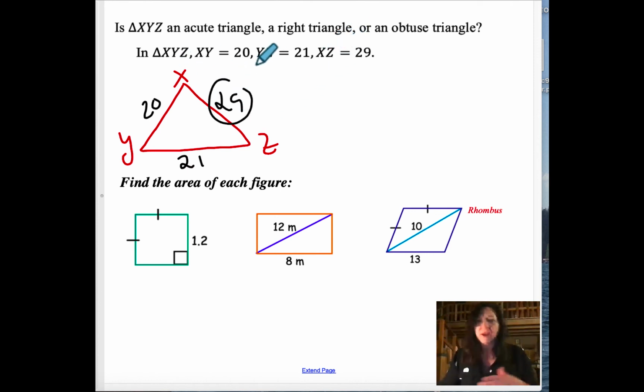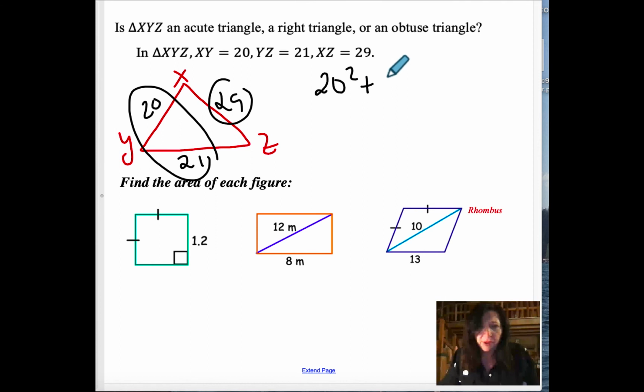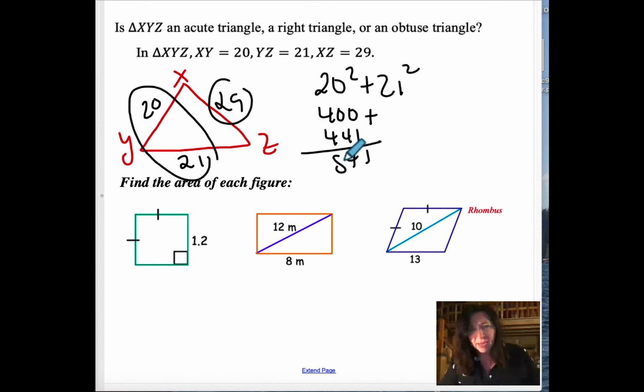So this is my biggest side. The sum of the squares of these two sides, so we're going to go 20 squared plus 21 squared. So we know that this is 400 plus 21 squared, which is 441. So plus 441, which is 841. How does 841 compare to 29 squared, which is 841? What you need to know is that if these are equal, it's a right triangle.